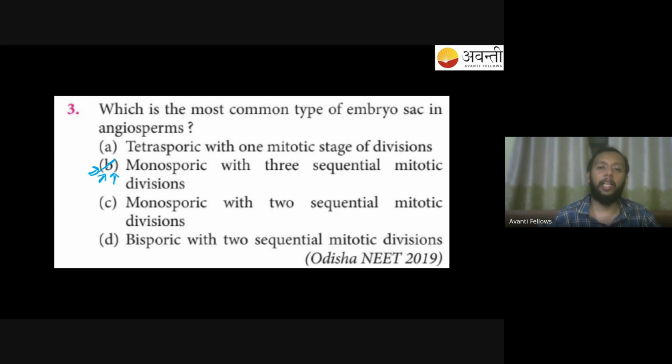Yes, it is also going to be monosporic. Monosporic with 3 sequential mitotic divisions. You find 3 times mitosis will take place over there with no cytokinesis. So that is why you will find option B over here becomes my correct answer. Absolutely, option B is the correct answer.